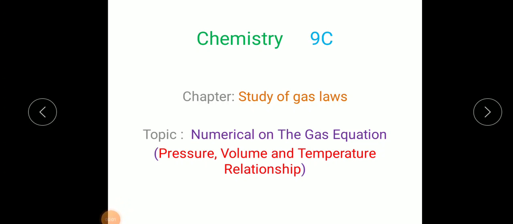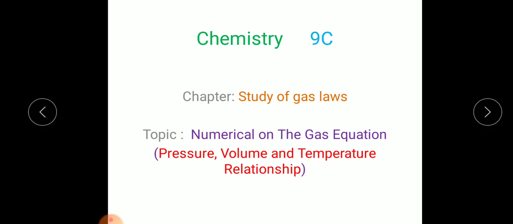Hello class 9C. In our previous class we have seen the gas equation, that means how temperature, pressure and volume are interrelated with each other, and after that we have derived the gas equation, that is P1 V1 by T1 equals P2 V2 by T2, and after that we came to know about standard temperature and pressure or normal temperature and pressure.